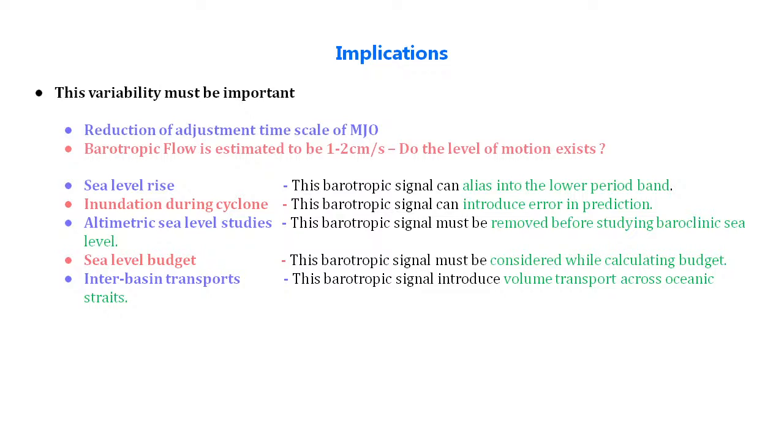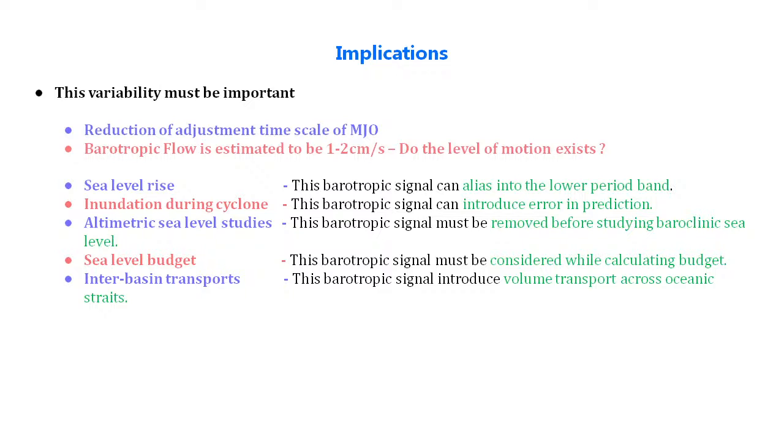So does the level of motion exist in the ocean? This variability can alias into the low period variability too. We were neglecting these kinds of variabilities, as I told you. So this variability can alias into the low period variability, causing an error in the sea level rise estimate also. So while calculating sea level rise, we want to be sure that this variability is not there.